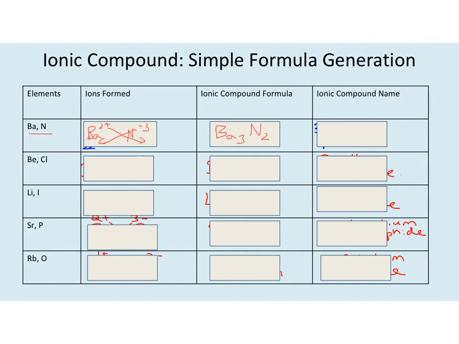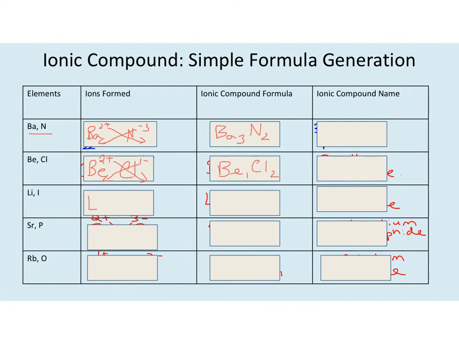If you look at Be and Cl, I know that Cl is 1 minus, and if I look at my periodic table, I know that Be is 2 plus. If I do my crisscross, this 1 is going to come down here, this 2 is going to come down there, and I would get Be1Cl2. Now notice, sometimes you don't include that 1. Sometimes they'll just write Be. If there's not a number there, then you can assume it's 1. So this formula is BeCl2.